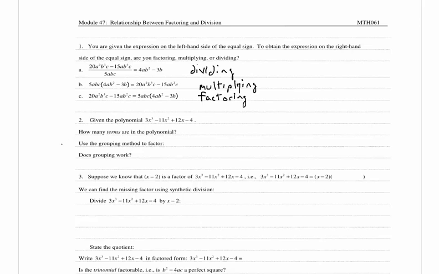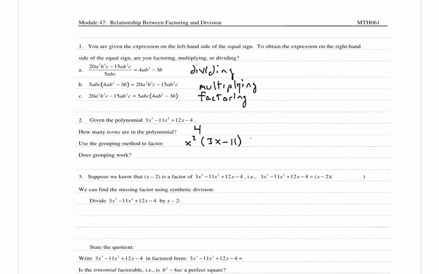In 2, it says, given the polynomial 3x cubed minus 11x squared plus 12x minus 4, how many terms are in the polynomial? And we have 4 terms in the polynomial. And then it wants us to use the grouping method to factor. So we have 3x cubed minus 11x squared. We can factor x squared out. And if we factor out an x squared, we're left with 3x minus 11.